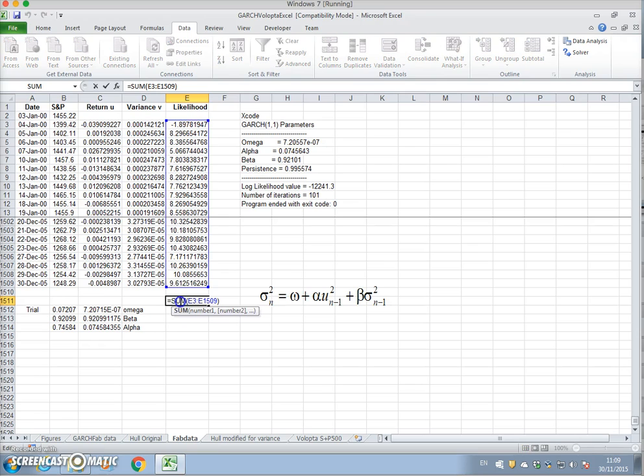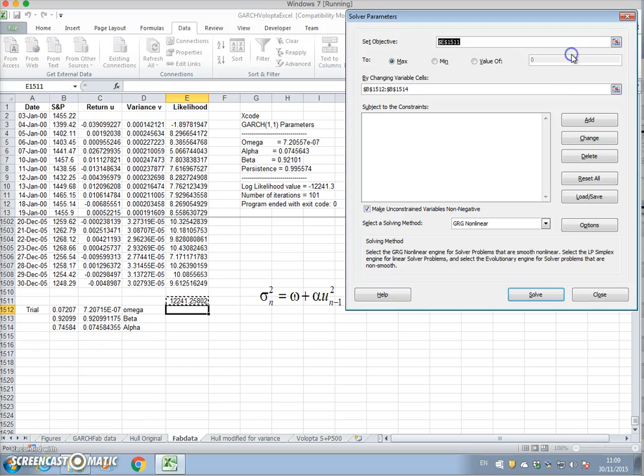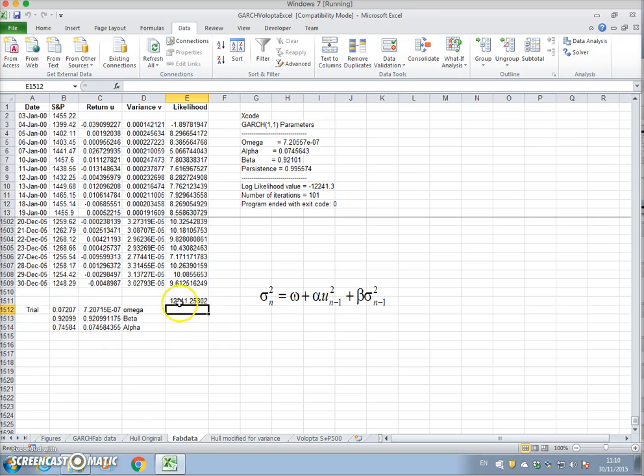The sum of the log likelihoods, just the sum, and remember what the steps were. To solve for that, we say this cell should be maximized, so maximize the log likelihood by changing the trial values, these values here, and we would have solved, and then they converged, and we got this set of values here. So that's the fab data, the Volupta GARCH model that we had estimated using Xcode, C++ and Xcode, and we seem to get the same values.